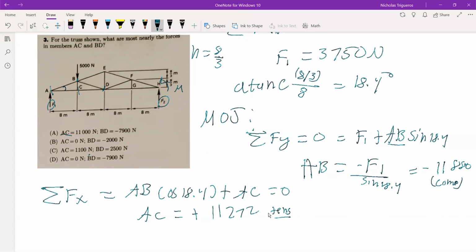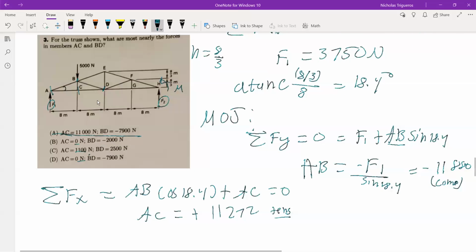Okay, awesome. Now let's look at our answer choices real quick. AC we got was in tension, which corresponds to one answer choice. So at this point, you should choose answer A and just move on, because all the other ones don't really compare at all. 1100, that's really funny. 0, they're not going to be 0. There's something going on at A, so it can't be 0. Honestly, you should just stop here and continue on, because the calculation to get BD is quite a bit longer than what we just did.